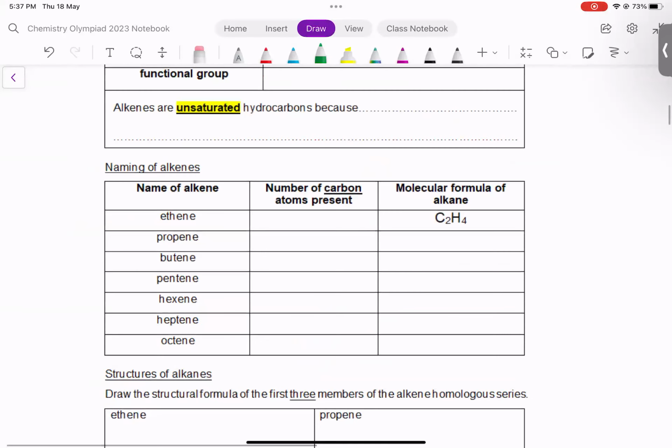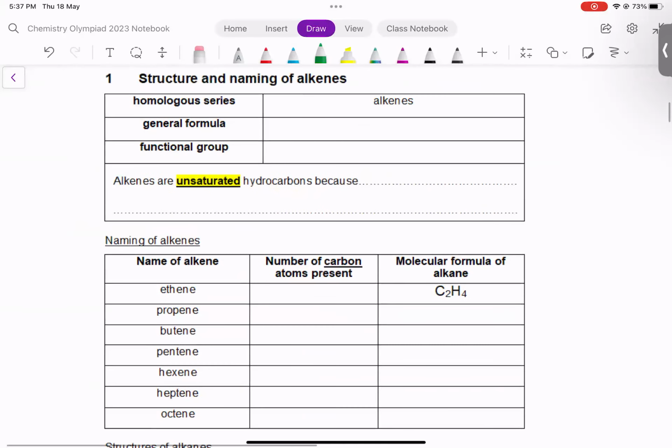Page 2 is just a quick summary of how to name and how to draw an alkene, so I'll just quickly fill it in. This homologous series is called alkenes. Alkenes have a general formula of CnH2n. As mentioned, the number of hydrogen is double the number of carbon. The functional group is the carbon-carbon double bond.